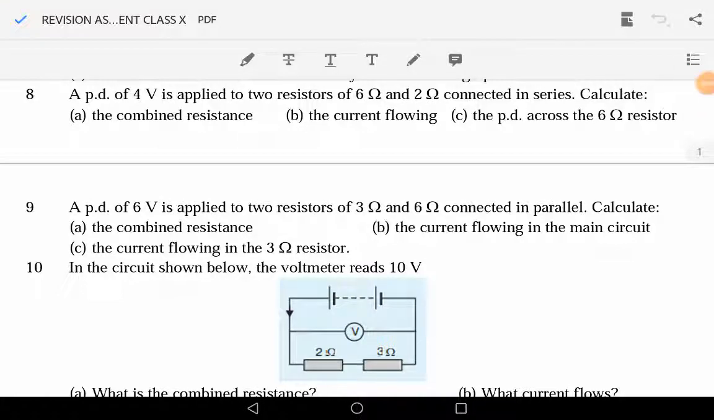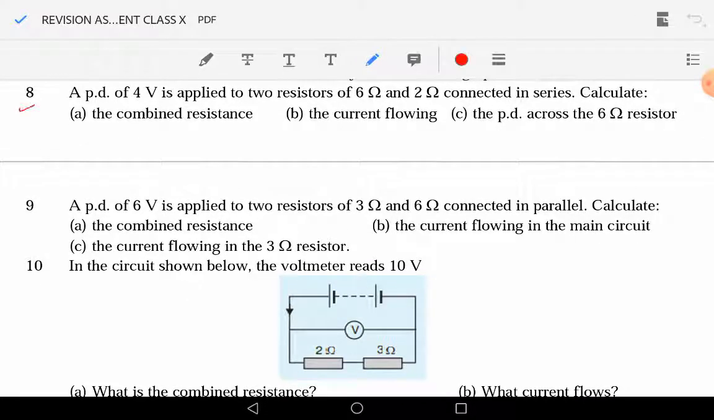Hello everyone, this is part two of the first video, on the important numerical problems based on the electricity chapter. So let us all start with question number 8 now. What does question number 8 say? A potential difference of 4 volt is applied to two resistors, 6 and 2 ohm, connected in series.